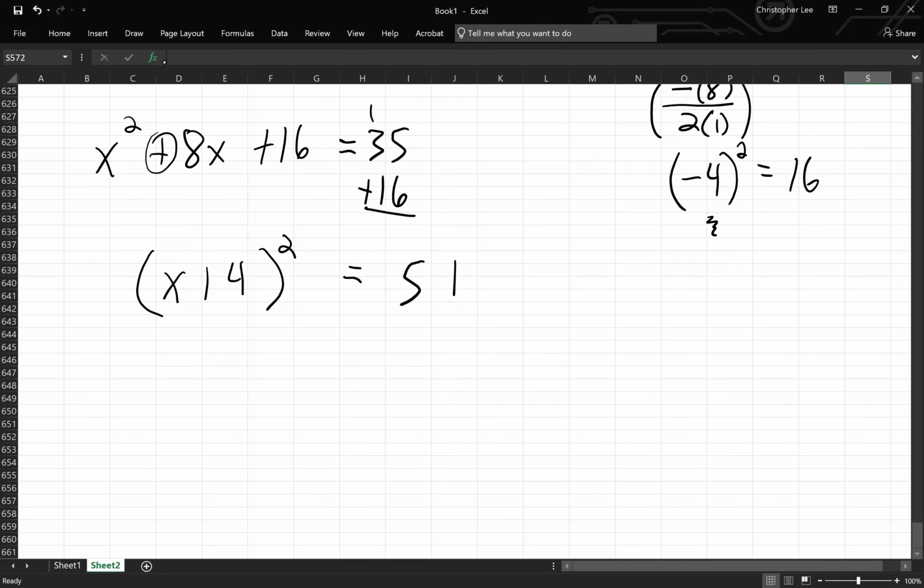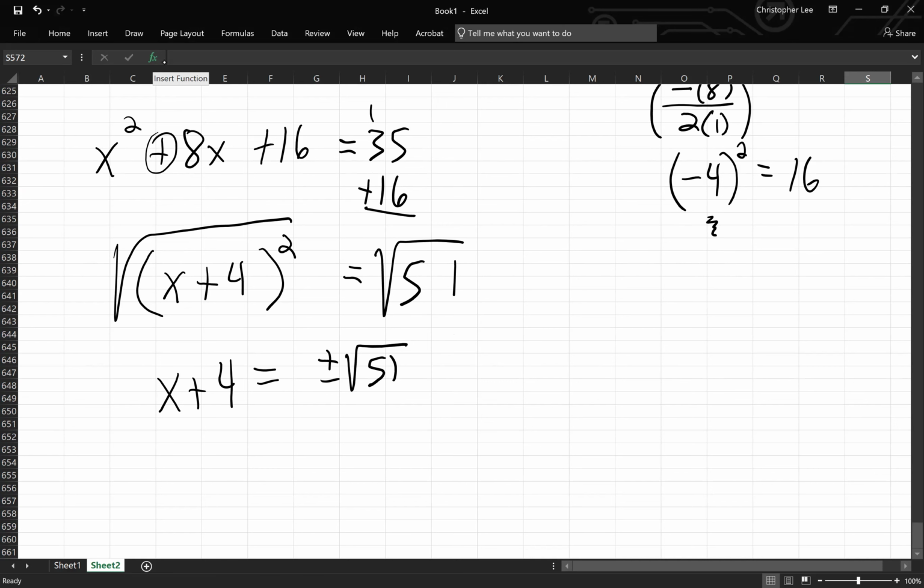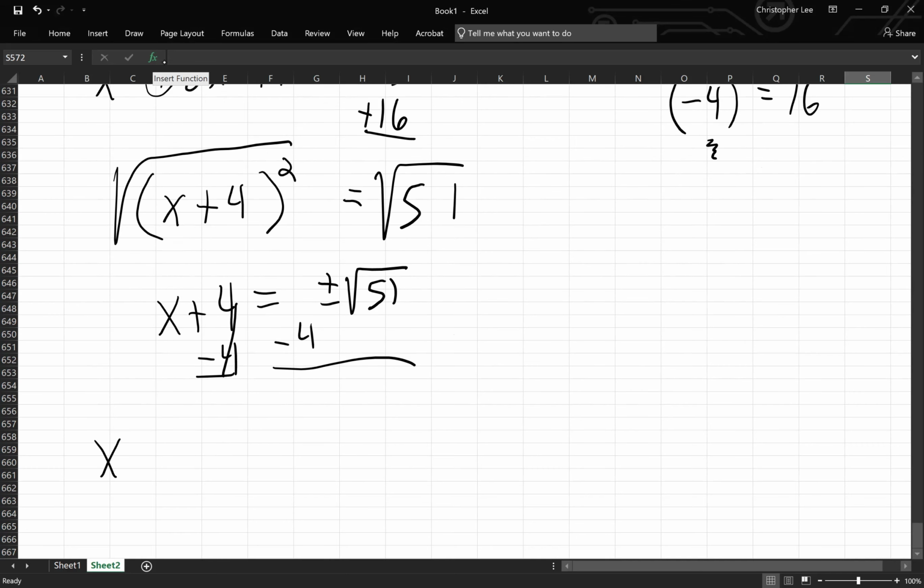And yes, you could have used the quadratic formula on this as well if you wanted to, right? So I'm going to square root both sides. So now I have x plus 4 is equal to plus or minus square root 51. Subtract 4. We do to one side, we do to the other.